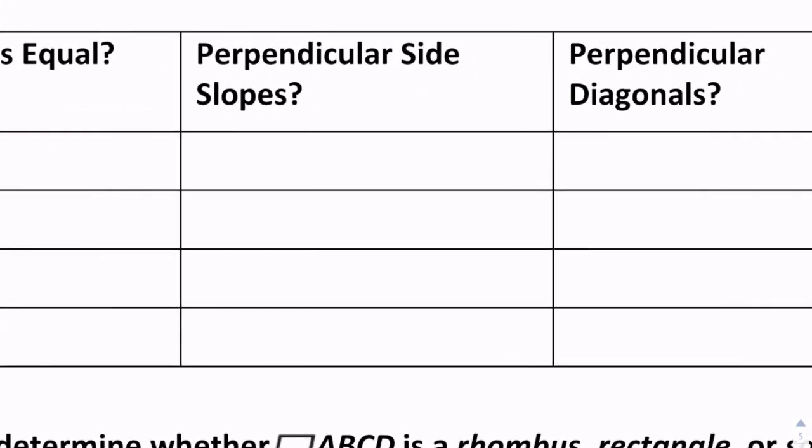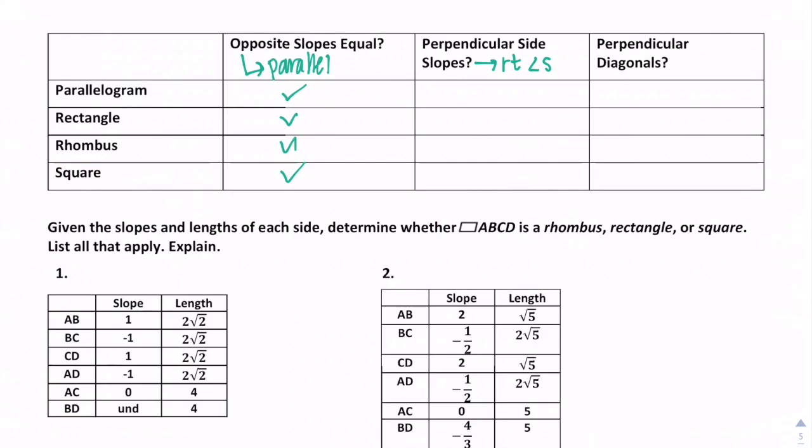Perpendicular side slopes. Well, if the slopes of the sides are perpendicular, that means they form right angles, right? So the only shapes that have for sure right angles are rectangles. Potentially a parallelogram, but it doesn't have to. But rectangles for sure, squares for sure.